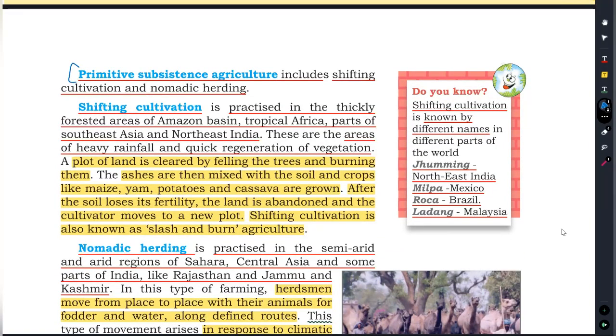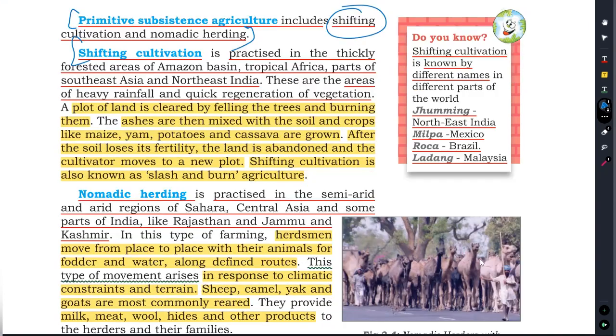Now let us discuss what is primitive subsistence agriculture. It includes shifting cultivation and nomadic herding. Shifting cultivation is practiced in the thickly forested areas of the Amazon basin, tropical Africa, parts of Southeast Asia and Northeast India. They may ask you in the exams which areas usually practice shifting cultivation. These areas are usually heavy rainfall areas, and quick regeneration of vegetation is also found here.